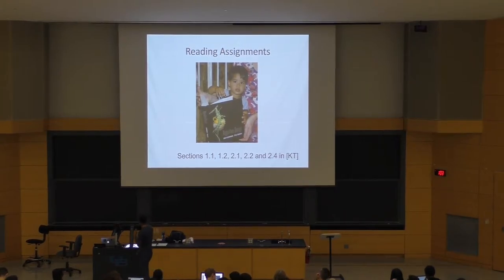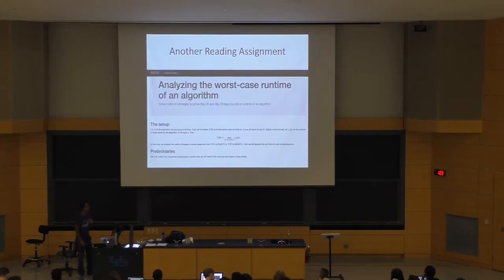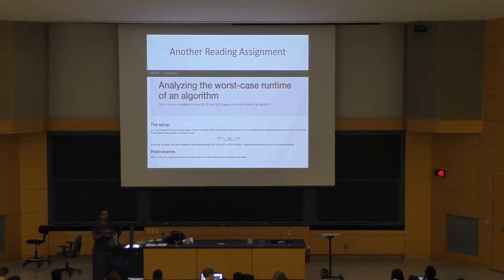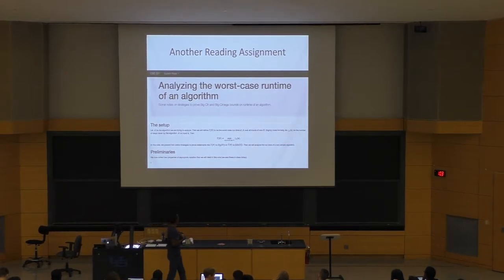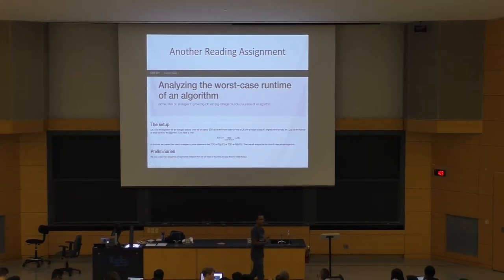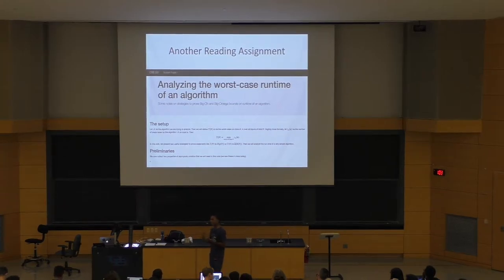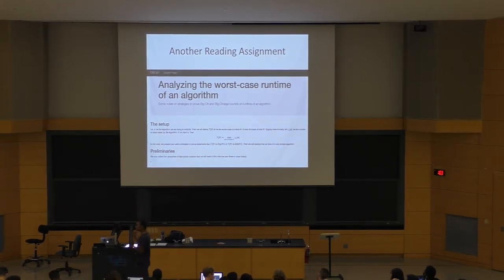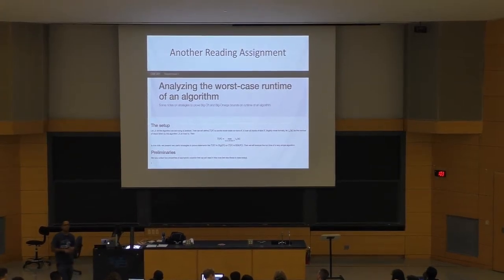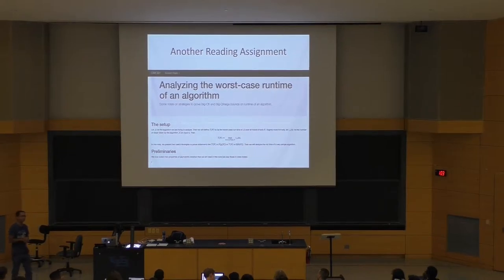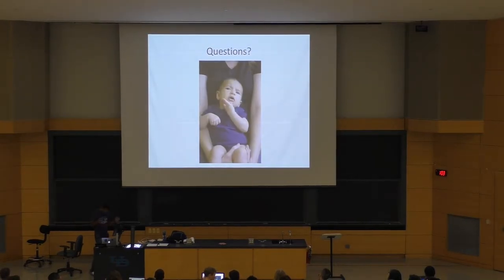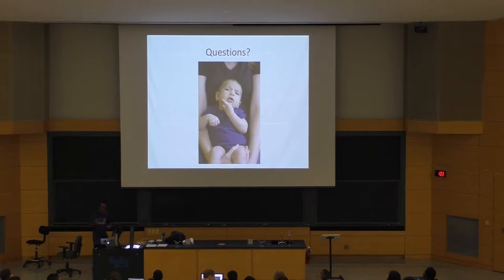There are a bunch of reading assignments. If you have not already done so, I highly recommend that you go through them. There is another reading assignment for today. We're going to talk about analyzing the worst case runtime of an algorithm. You have seen doing the big O analysis, and you can probably do it fairly easily. We'll also be doing some big omega analysis, and that causes confusion. I'll quickly go over it in class today, but please do read up on this in more detail. Are there any questions?